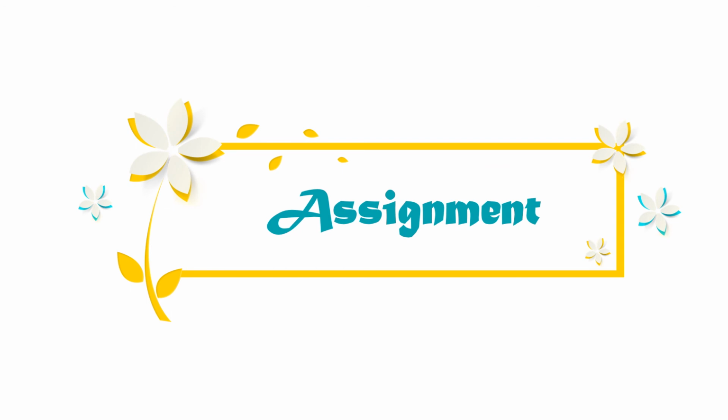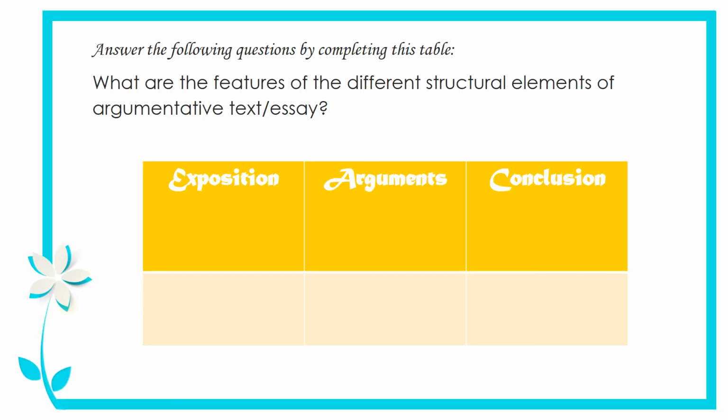There you go. So for your assignment, answer the following questions by completing this table. What are the features of the different structural elements of an argumentative text or essay? So for the table, you need to write the exposition, the arguments, and the conclusions and everything that's talking about their features, okay? So there you have it.